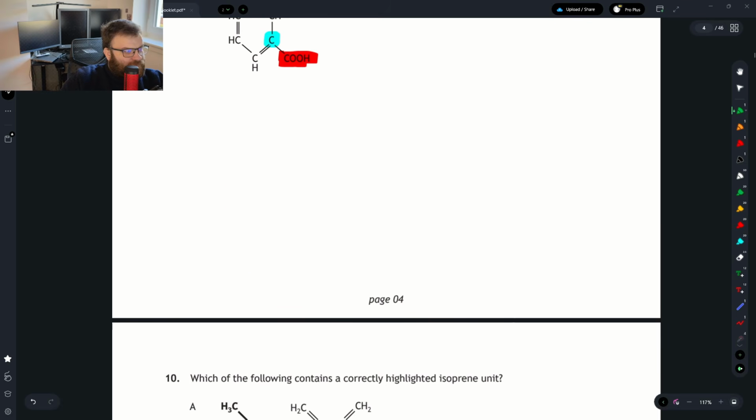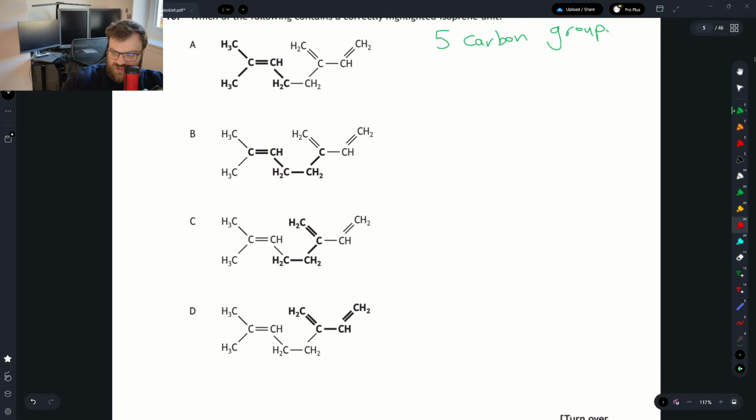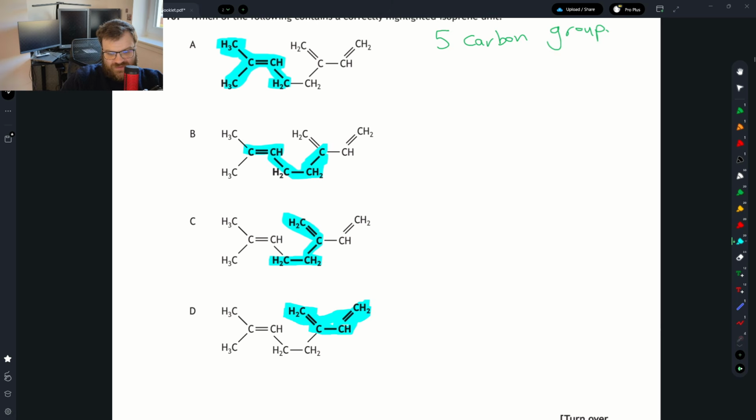On to number 10. Here, we're looking at isoprene units. They contain 5 carbons. Not sure how clearly this will come out, but I'll just mark it with a colored highlighter. So here, we have got our 5 carbon group. Here, we've got 5 carbons. Here, we've only got 4 carbons. And here, we've got 4 carbons. That narrows us down to just A or B.